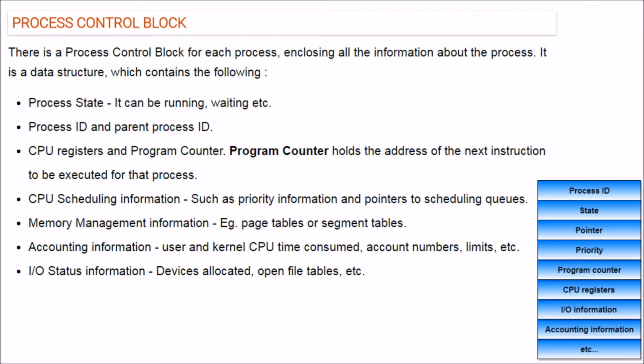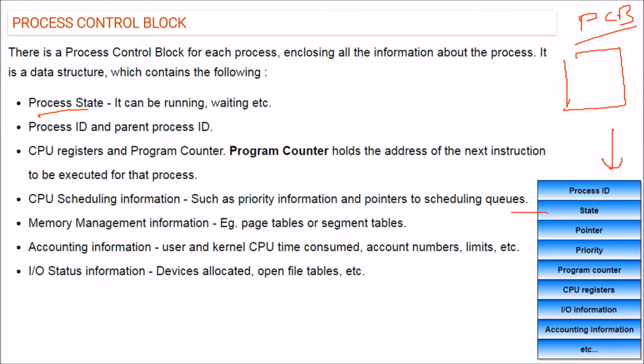Process control block. PCB. What is a PCB? See, every process has a process control block, meaning the information about the process, the biodata, everything about the process is stored in the process control block. This is a data structure. And this data structure contains various things. What are these things? First of all, the process state.